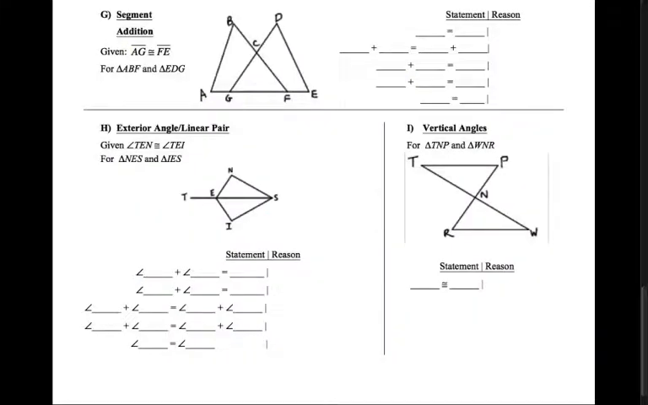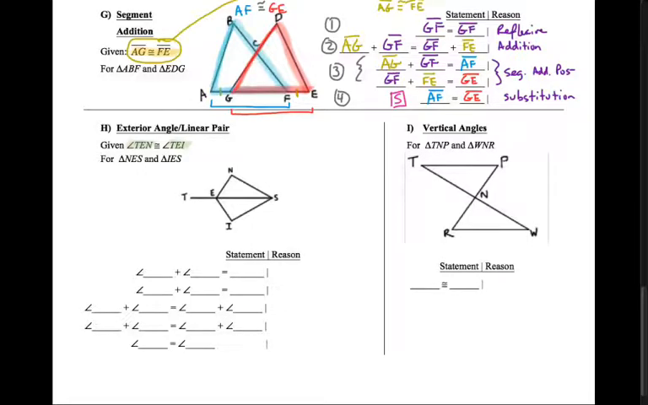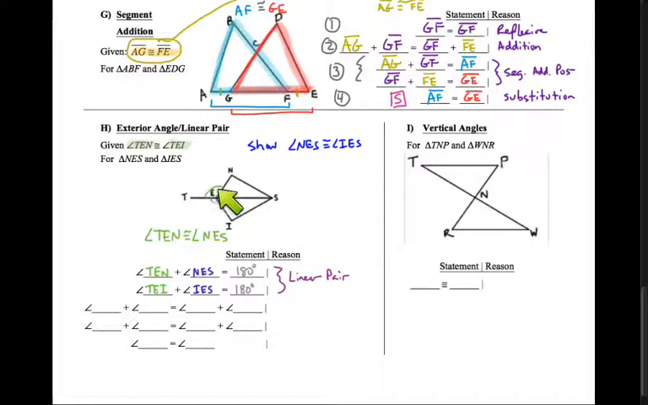The other long one is this exterior angle linear pair deal. If we're talking about these two triangles here, if we have these two angles on the outside that are congruent, we want to show that these angles on the inside are congruent. Okay? So here's how we're going to do it. This was given. We're going to say that TEN plus NES equals 180, and TEI plus IAS equals 180. That's a linear pair. They form a straight line here together. These are actually exterior angles of that triangle, of course. Because they're both equal to 180, both those things are equal to each other. That's called substitution, like what we've seen a couple times now.